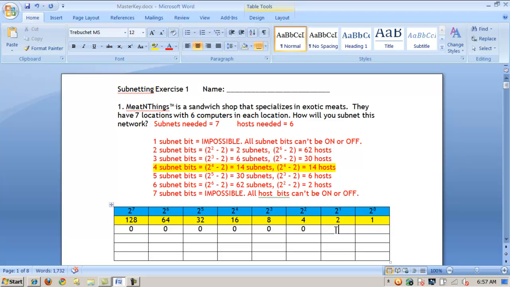And finally, I can't really go any further. I can't utilize 7 bits.